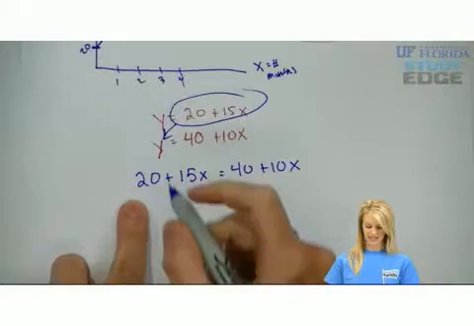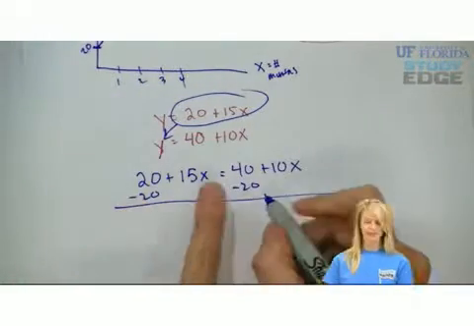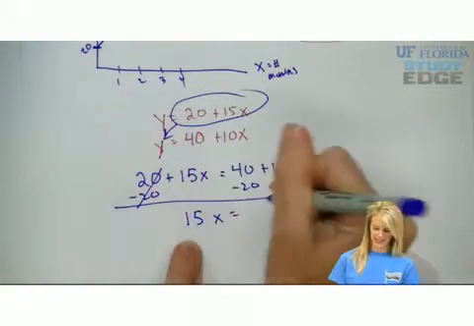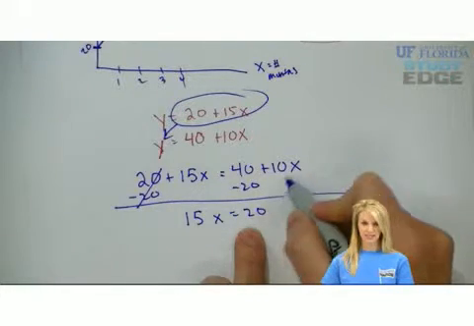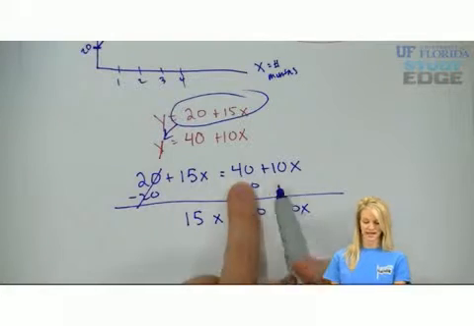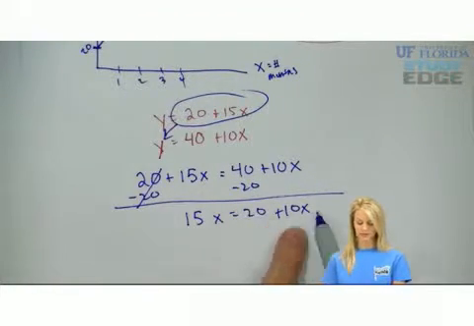So 20 is being added to 15x. I'm going to subtract 20. Whatever I do to one side, you've got to do to the other. These cancel out, and we get 15x equals 40 minus 20, which gives us 20. Can you combine these? No, we've got to write that 10x separately. So we have 20 plus 10x. Because we had 40 plus 10x, we subtracted off 20, so that gives us 20 plus 10x.